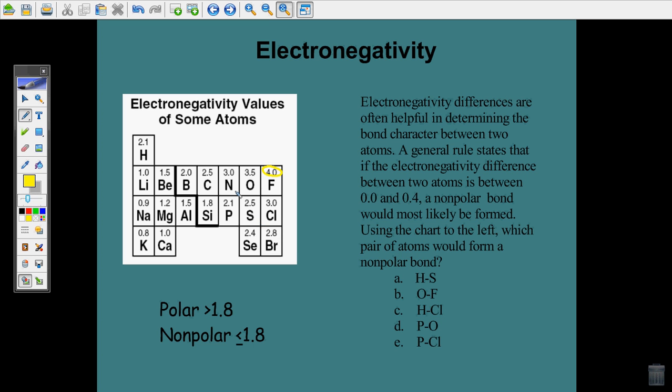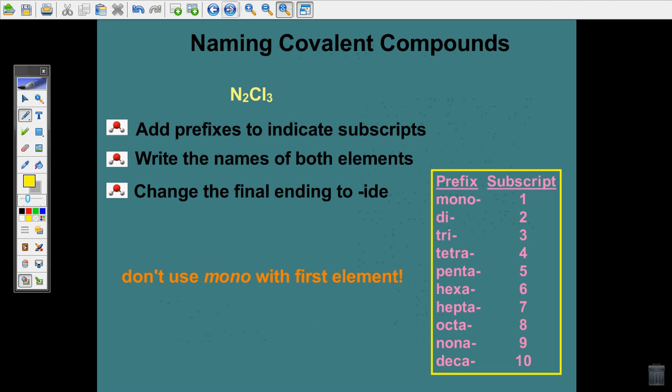Okay, so you're just going to subtract. So you have H and S. So H is 2.1, S is 2.5. So that's 0.4. O and F, just subtract 4 minus 3.5, 0.5. H minus Cl, that's 0.9. Phosphorus minus oxygen is a lot greater. The point being, you just subtract, and it was this one. It would be mostly nonpolar.